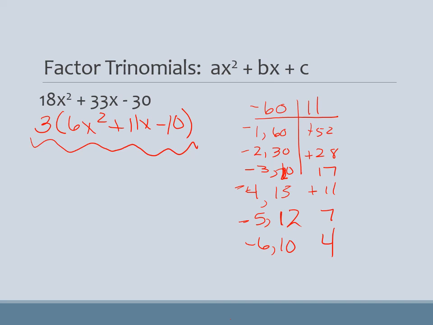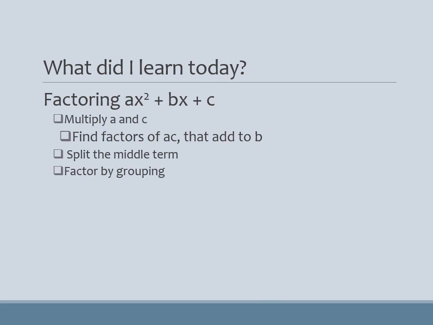Okay, so today we have looked at all kinds of factoring with trinomials, where we multiplied the first and the last term, the coefficients. We wanted them to add to the middle term. We split that middle term and then did factor by grouping.